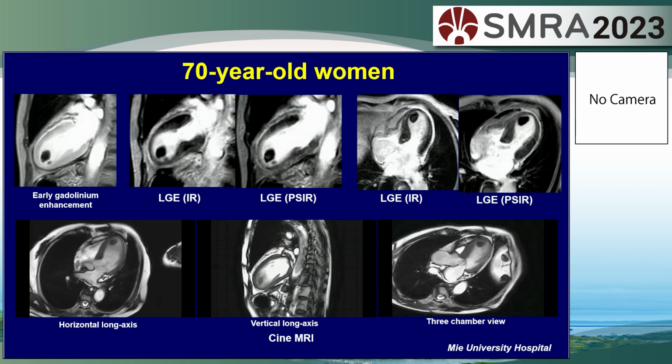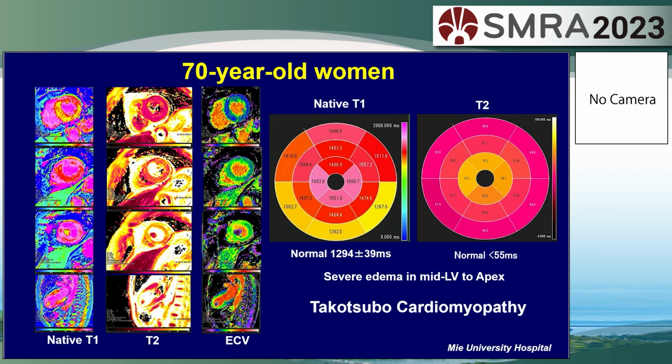Okay, another case of a 70-year-old woman. She has LV dysfunction, dyskinesis in the apex with LV thrombus, and T2 quantification demonstrates elevated T2 relaxation time, especially in the apex, while basal T2 is relatively preserved. This is a typical takotsubo cardiomyopathy, and T2 mapping plays a central role to make a diagnosis.